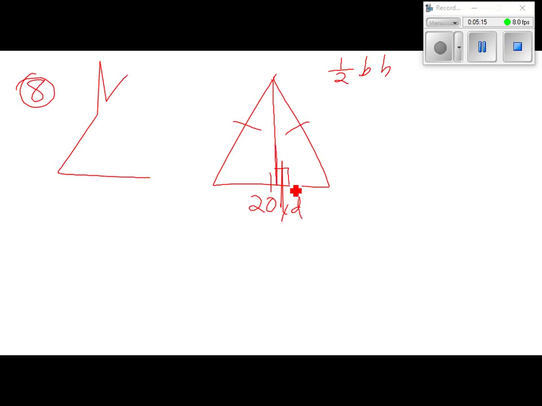When you draw an altitude in an equilateral triangle, what kind of triangle is each of the little triangles? 30, 60, 90. I heard both answers, so 30, 60, 90. That angle's 60, that angle's 30, that angle's 90. In the 30, 60, 90, first, what do we know about this side?